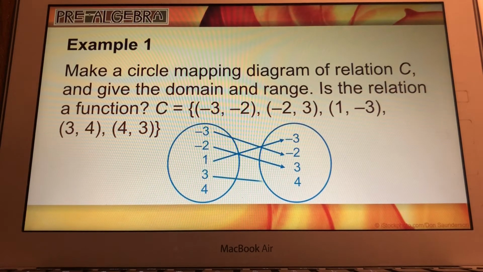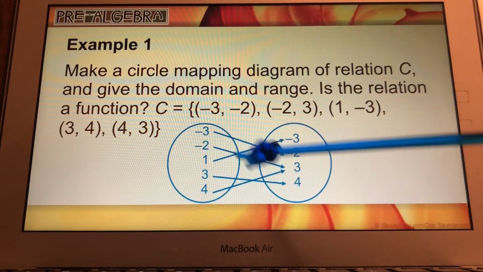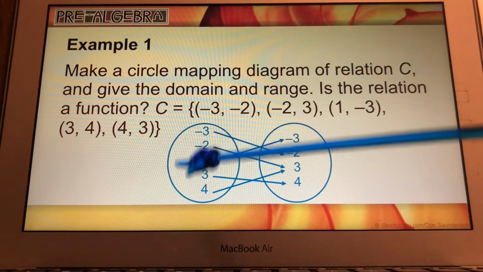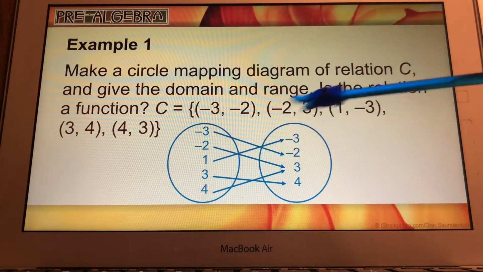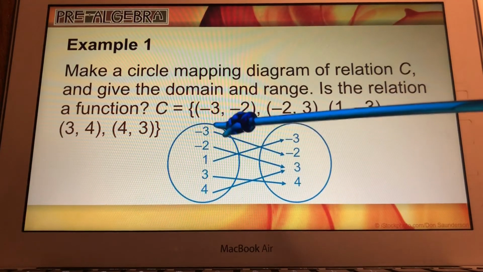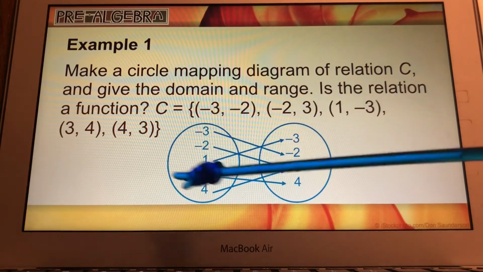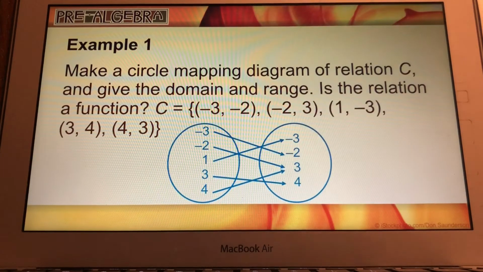3 is paired with 4, and then 4 is paired with 3. Okay, this is called the circle mapping diagram. I've got two circles. My domains or x values are here. My range or y values are in this circle. And then I pair them according to what the relation says. And now you can see which numbers are paired together.